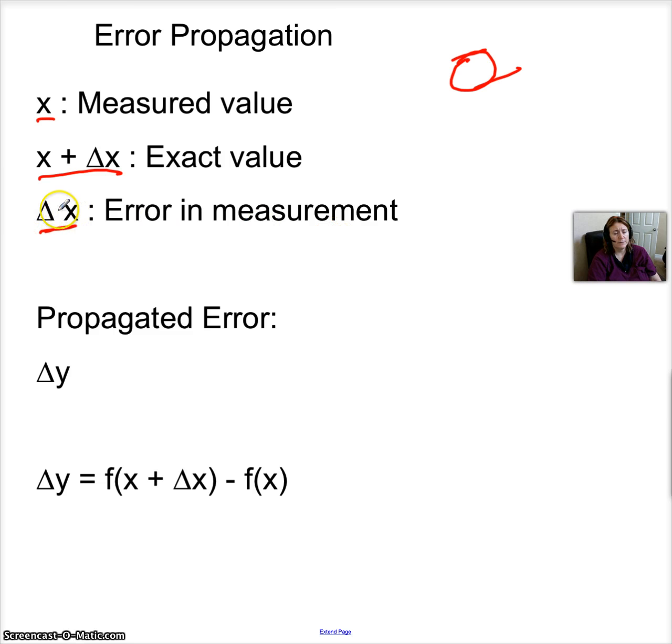Delta x can be positive, it can be negative. And your propagated error, delta y, is going to equal f evaluated at x plus delta x, so measured at the exact value, minus your measured value. Now, propagation of error is pretty significant, folks.